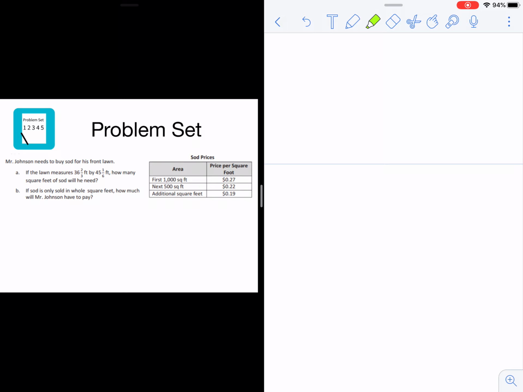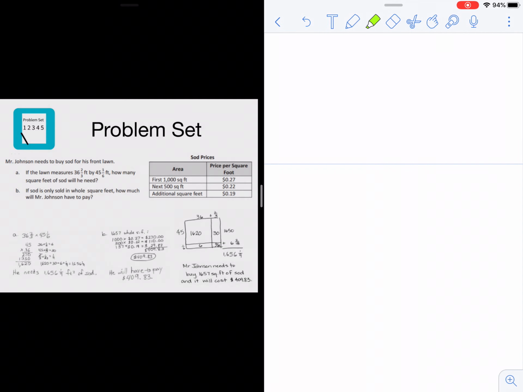So this is what you guys are going to do by yourself. You're going to do number 4, and you are going to do 5 all by yourself in your problem set book.